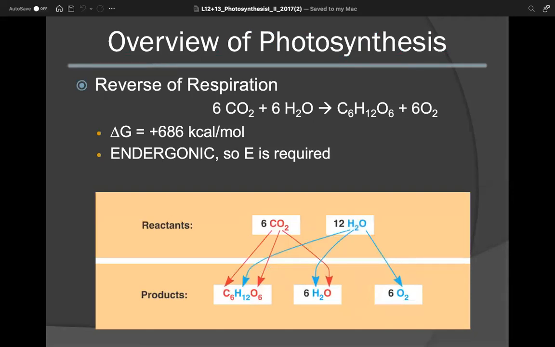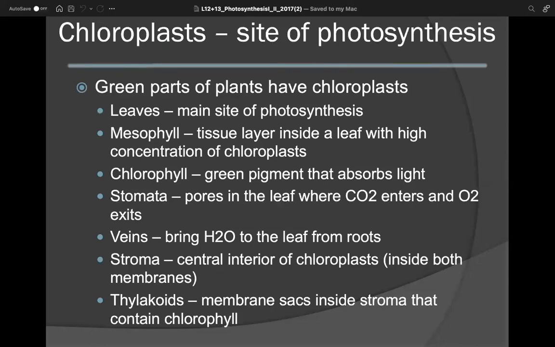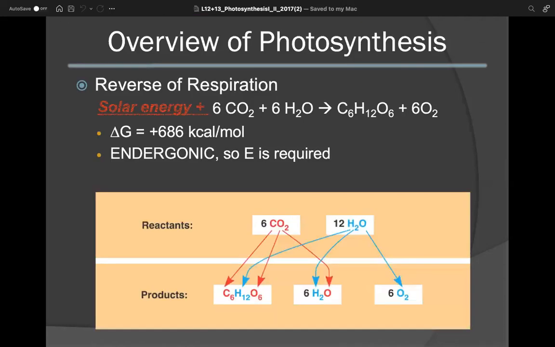Just to finish up our terminology, we have the stomata, which are the pores in the leaf. If you remember from the last video we watched with the cacti, this gives plants the ability to open these pores and allow carbon dioxide to enter and oxygen to exit. And then we have the veins of the plant, which bring water up from the roots to the leaves. And then we already talked about the stroma and the thylakoids.